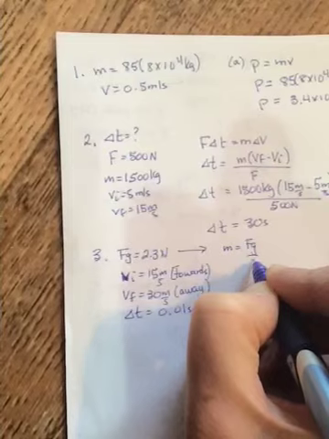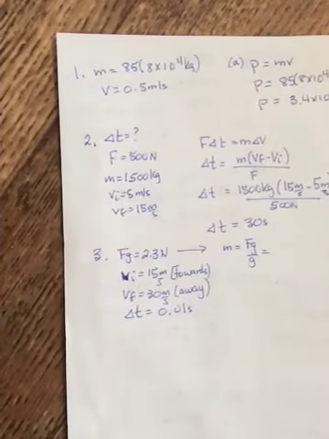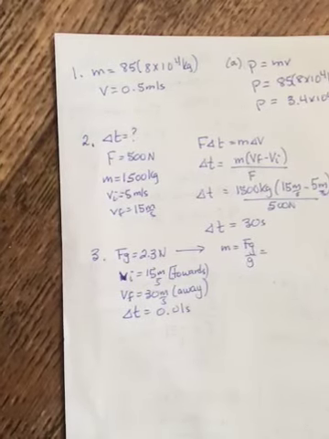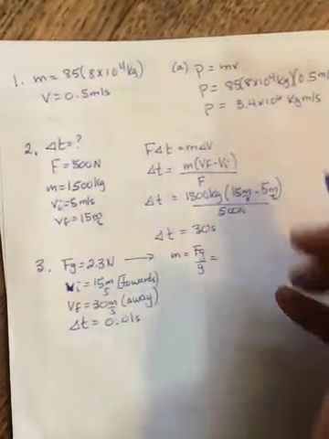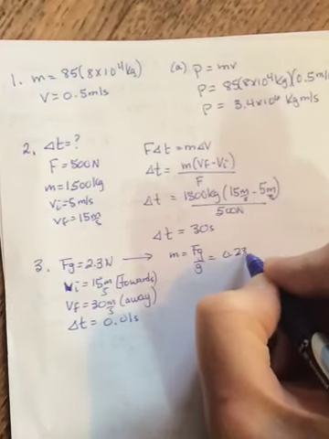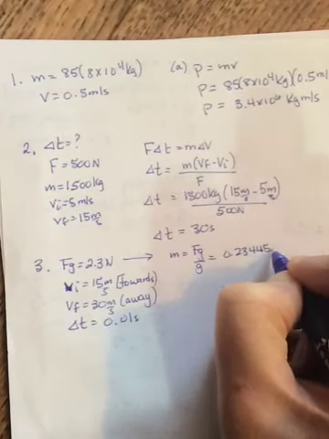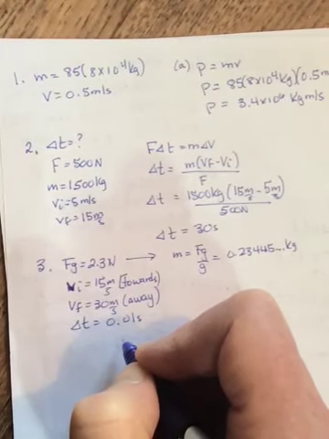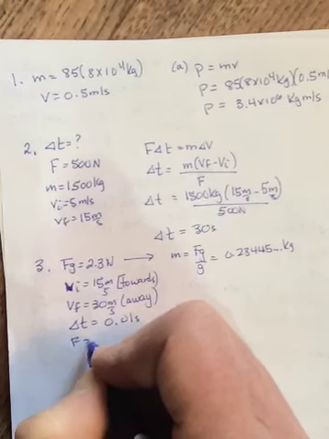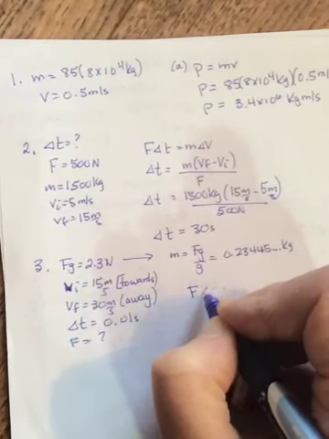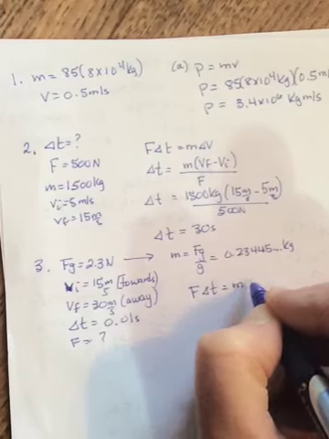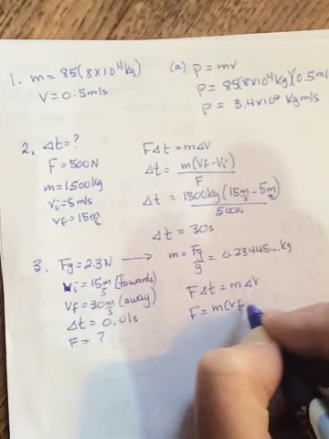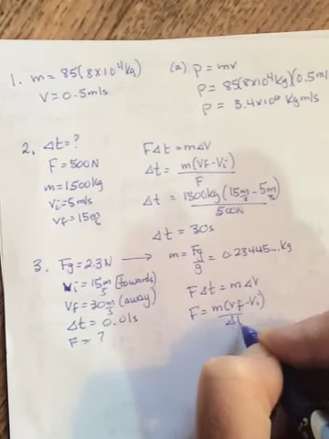So Fg is equal to Mg, so M is equal to Fg divided by G. So 2.3 divided by 9.81, and you get 0.23445, etc. kilograms. And it says find the force. Yeah, so you're looking for F. So same equation as we did above. F delta T is equal to M delta V, only this time you're solving for F. So M VF minus VI over delta T.